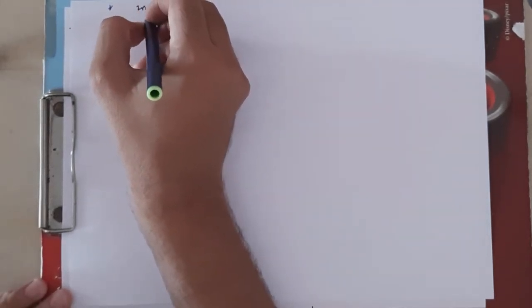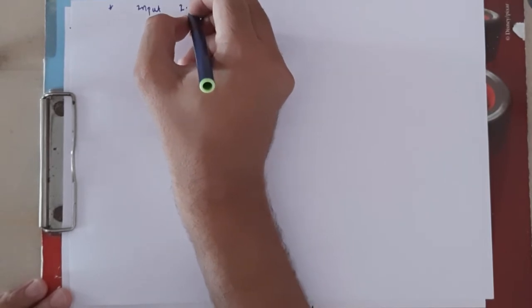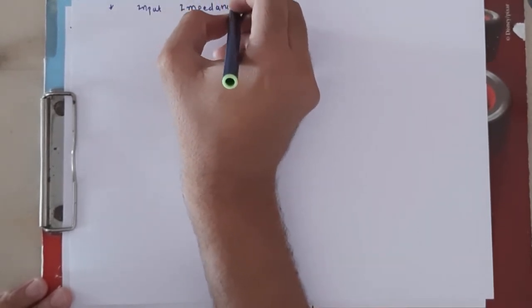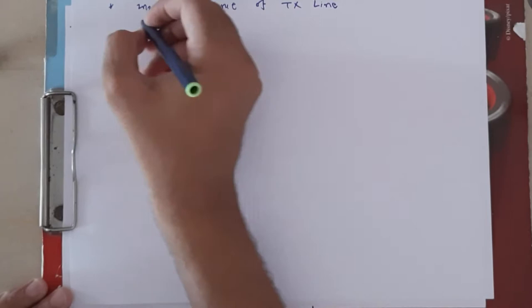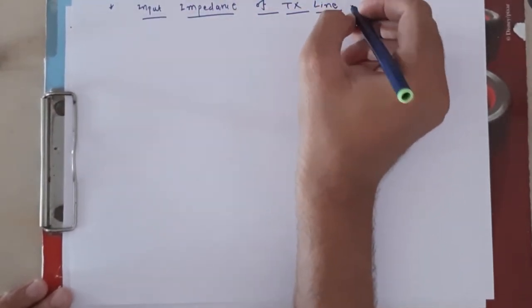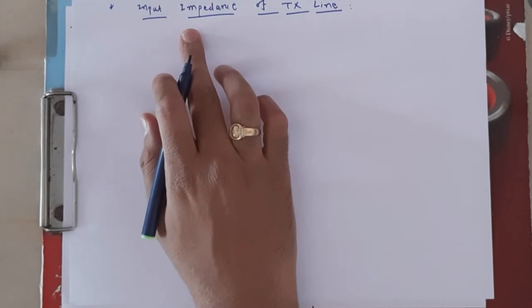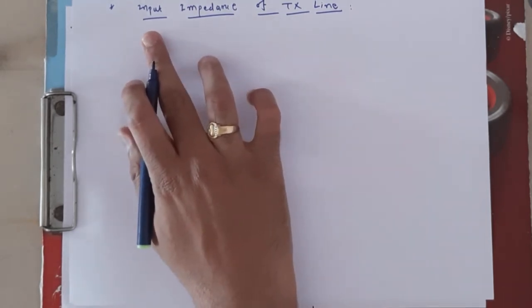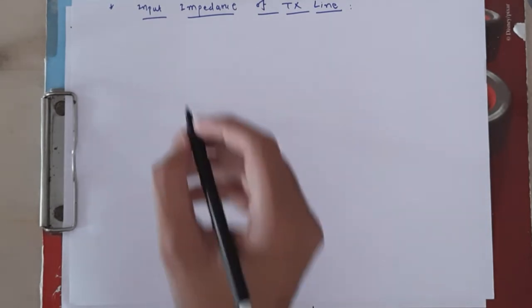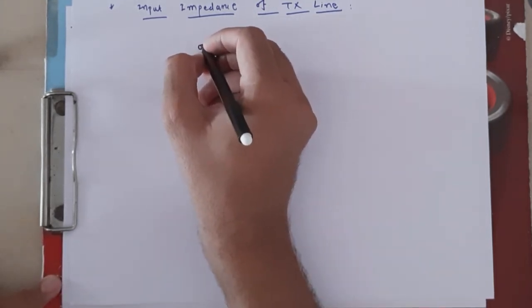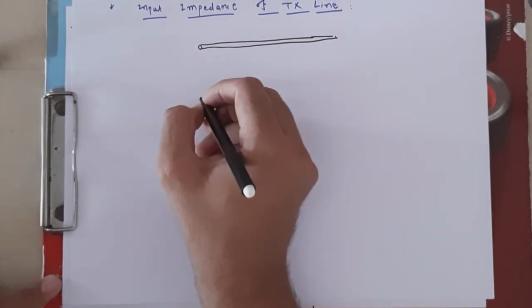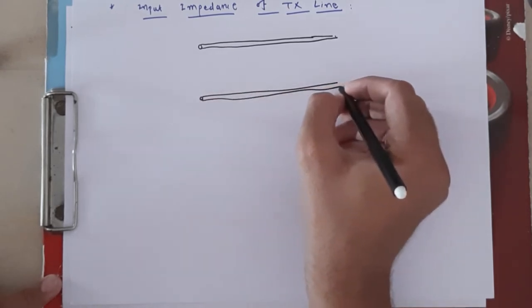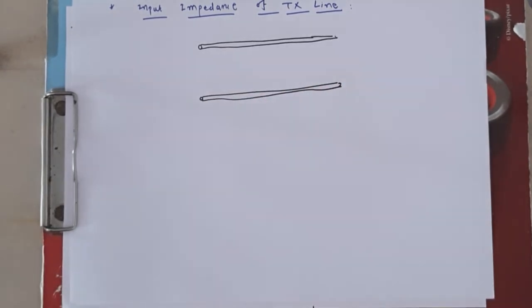Okay, so how to find out the input impedance of a transmission line? First of all, we discuss what the input impedance of a transmission line is, why it is important, and what the requirement is to find out the input impedance of any transmission line. As we know, a transmission line is nothing but two parallel conductors which offer very high conductivity, separated by a dielectric medium. Okay, so here are the two parallel conductors.